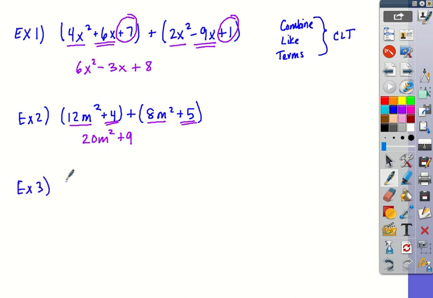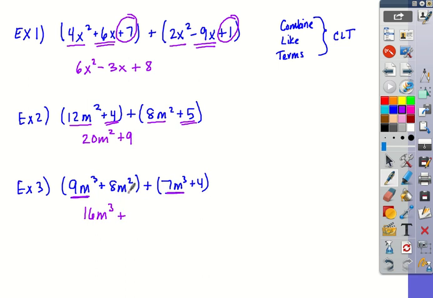A third example, 9m cubed plus 8m squared combined with the binomial 7m cubed plus 4. A new situation because not every term has a partner. So we'll deal with the highest exponent first. So 9m to the third plus 7m to the third, 16m to the third, plus now I have a problem.